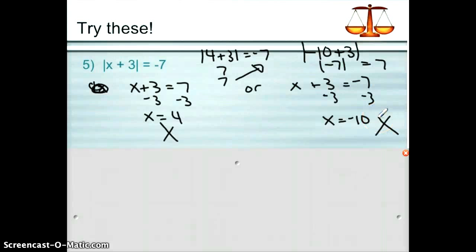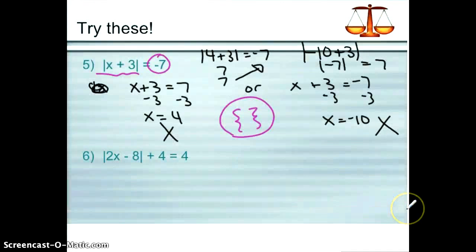Okay, you might have been the one that noticed this right away. But we're saying that this absolute value, the distance that is away from 0, is a negative number. That cannot be true. It just does not happen. So because absolute value of x plus 3 can never be negative 7, this is a problem with no solution. And that's my final answer. It has no solution, which is why neither of the answers checked out when you tried them.